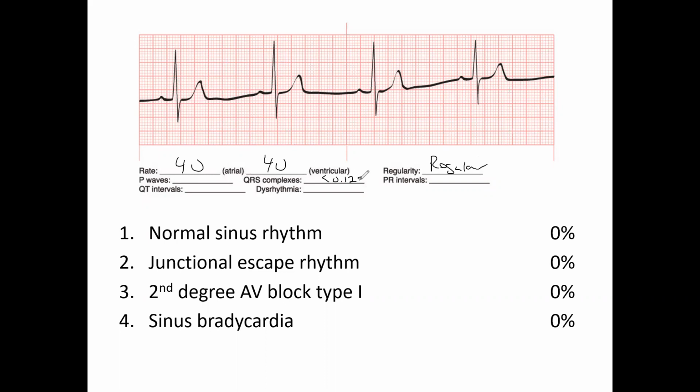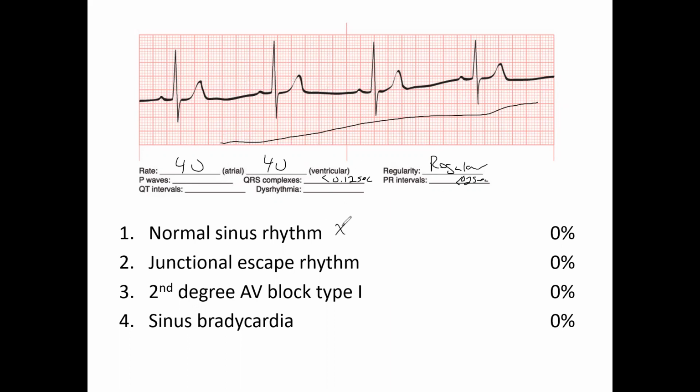0.12 seconds. Our PR interval, we look here, it's going to be 1, 2, 3, 4, 5 boxes. So we are less than 0.2, or right at 0.2 seconds. The QT interval is okay. Looking at this, don't let the fact this is trending up mess with you. This could be some variation with breathing or anything to that effect.